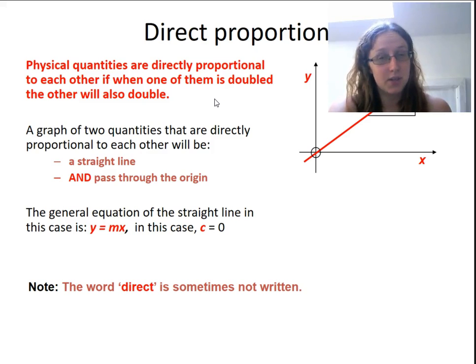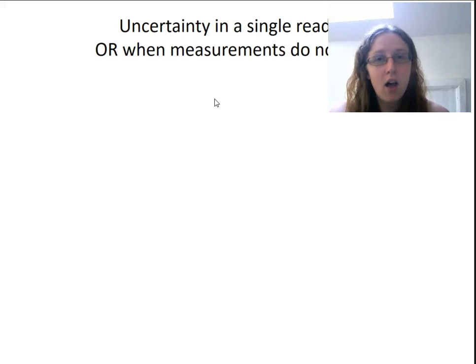And you don't always have to write the word direct. If you're told something's proportionate, you assume it is directly proportionate unless you're told otherwise. I hope that makes sense.